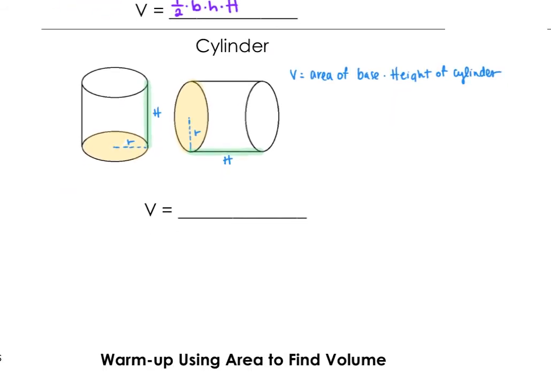Okay, so to be a little bit more specific, to find the volume, the area of the base, since the base is a circle, that's pi r squared, and then times the height of the cylinder, which we use capital H. So to find the volume of a cylinder, we use pi times the radius squared times the height.